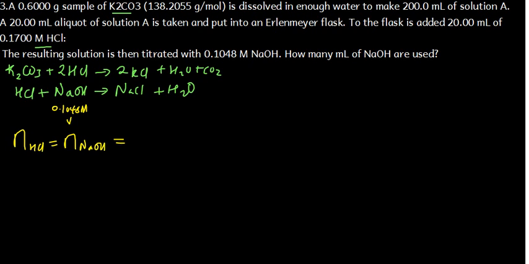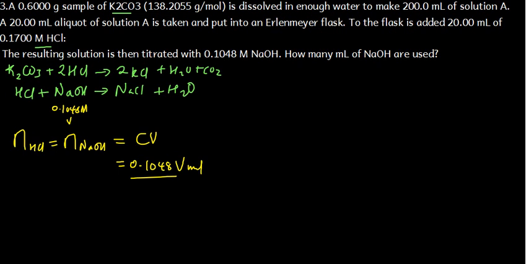And how do you find that? It's by concentration times volume. Now the concentration of sodium hydroxide is 0.1048, and then we're going to multiply by the volume which we don't know. So this concentration times volume will give us the number of moles of sodium hydroxide, which is equal to the number of moles of what? Hydrochloric acid. So these are the moles.